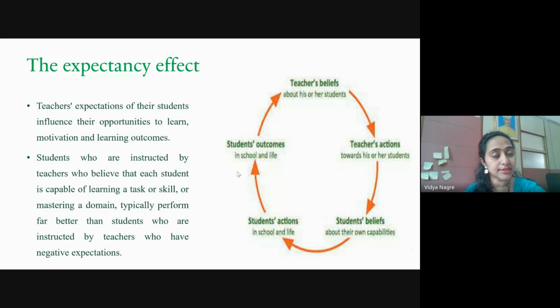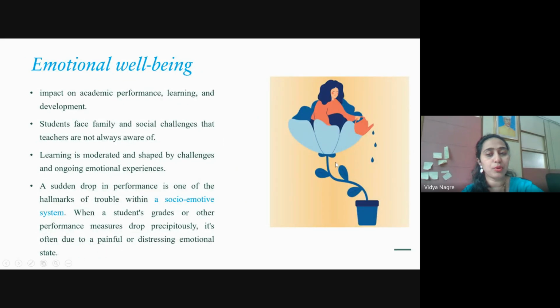How is that going to be possible? Only if you are there as a facilitator, motivator, or a mentor. So you have to be a mentor, not a dictator in the classroom. This is something very important. So this positive expectation is very helpful.